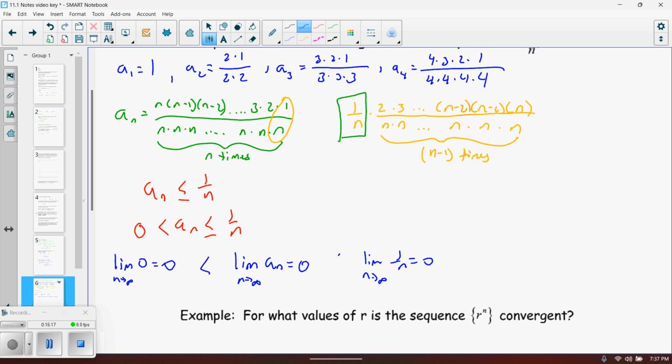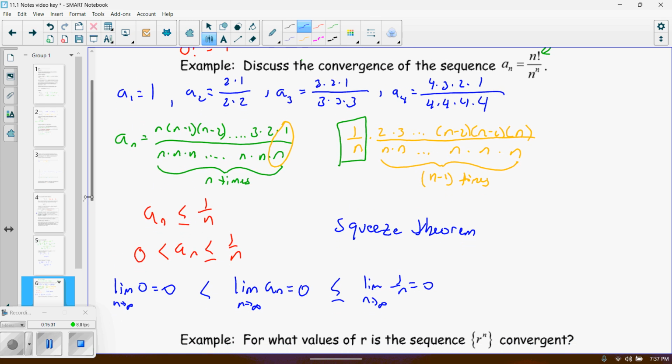So we basically just said, by the squeeze theorem, that the limit of a sub n, which was our original n factorial over n to the n power, approaches 0. And because that approaches 0, therefore, this sequence is convergent. That should look like a CON, and it does not. There we go, convergent. Okay, that one's a bit tougher to understand.